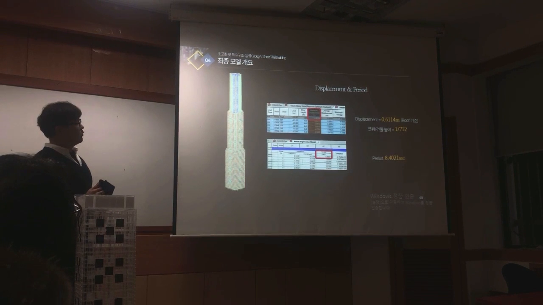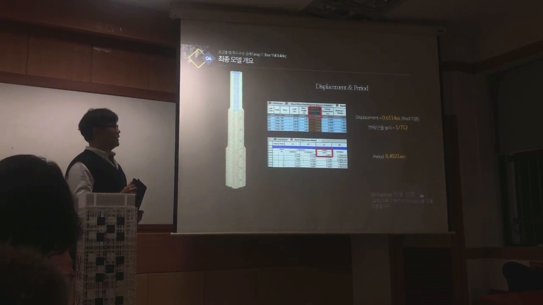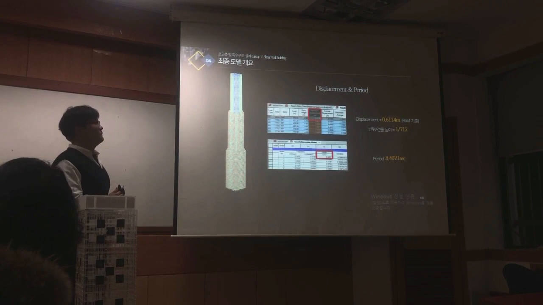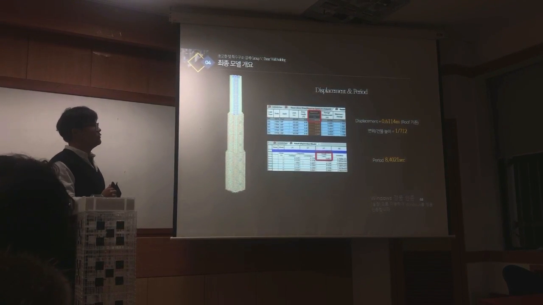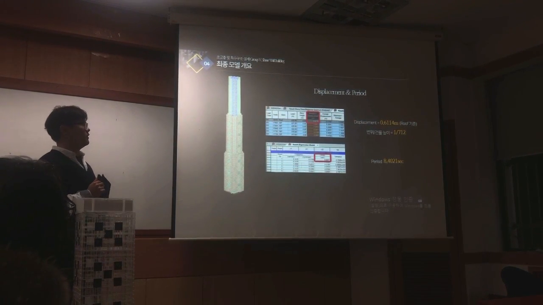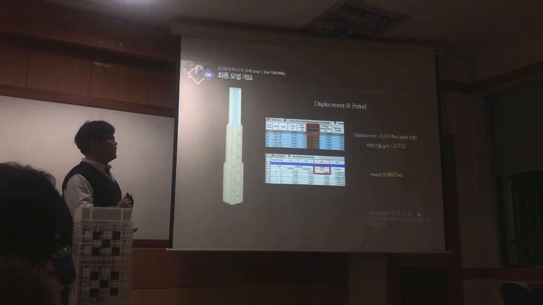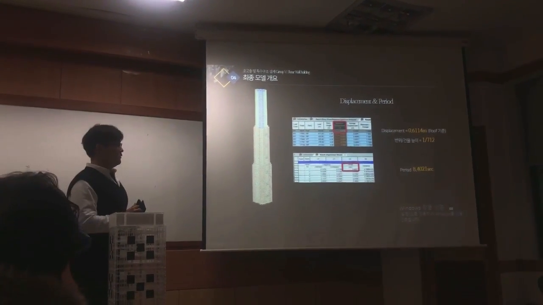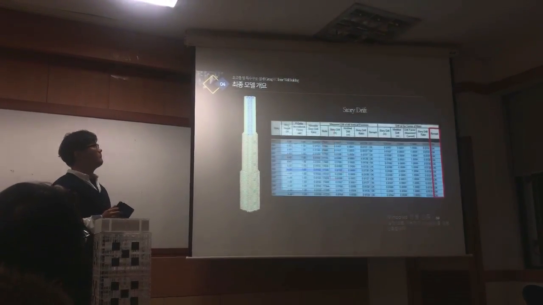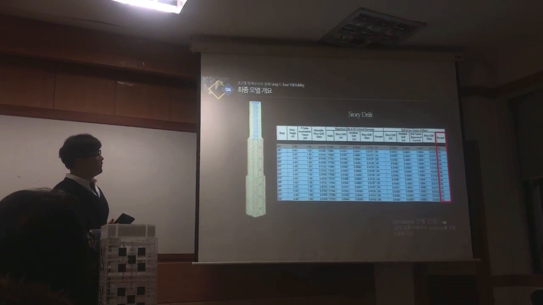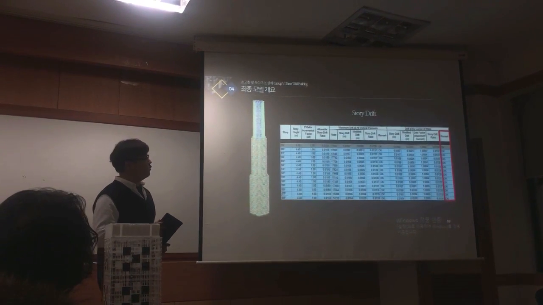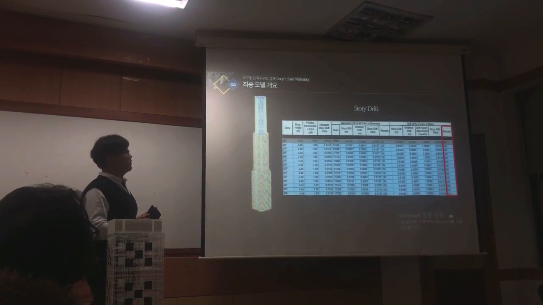And this is the result of displacement and period. So displacement was 1/712, and period was 8.406. Next please. And this is drawing brief, and we obtained all okay, so that's also good.